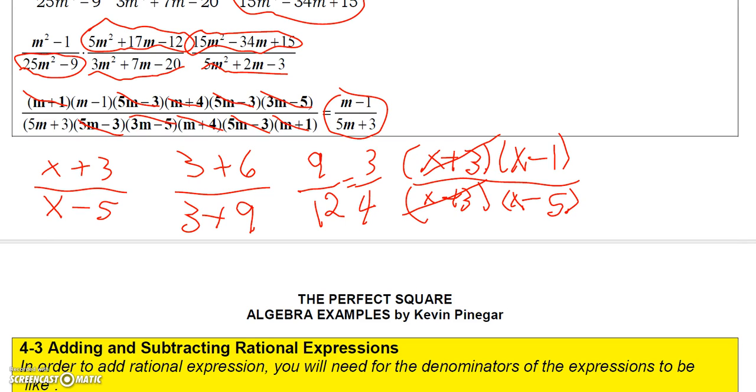In the next section, I'm going to talk to you about adding and subtracting rational expressions.